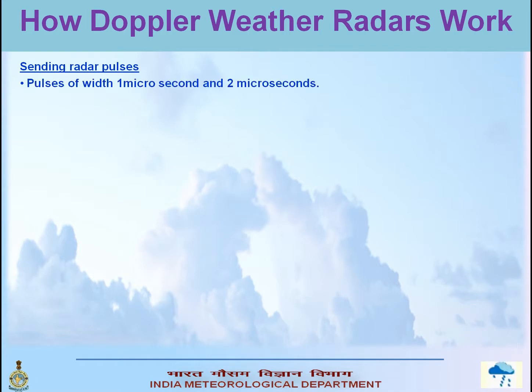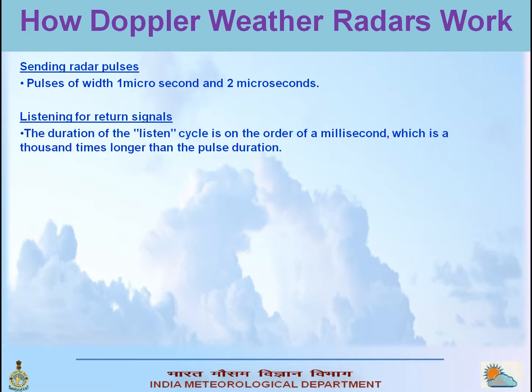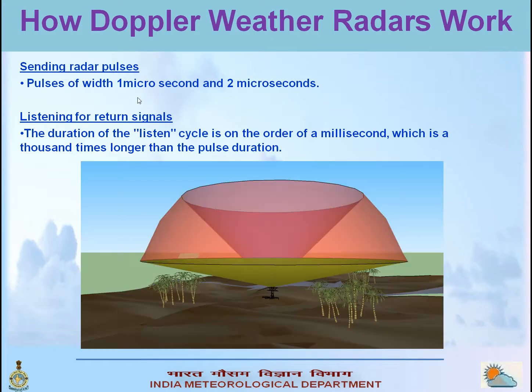So how Doppler weather radar works, we discussed about that. There are pulses of different width, actually two in number. They are two for two different purposes. One is of 1 microsecond and the other one is of 2 microseconds. After sending the radar pulse, the radar listens for the return signal, and this listening period, or the waiting period, is of the order of milliseconds. Please note, the transmission takes place for microsecond, and the listening takes place for millisecond. That means the waiting period is approximately 1,000 times higher than the transmission period.